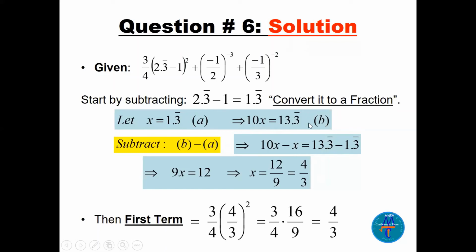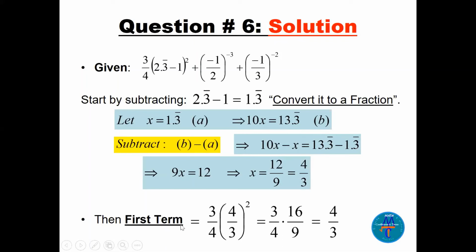Now subtract B minus A, which is 10x minus x, 13.3 dash minus 1.3 dash. All the repeating decimals will cancel. So 13 minus 1 is 12, and this is 9x. So easy now. x will be 12 over 9, cancelled by 3. It will be 4 over 3. So all this inside the bracket is 4 over 3.